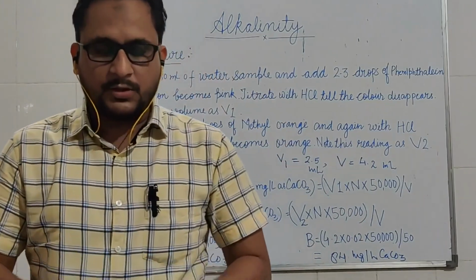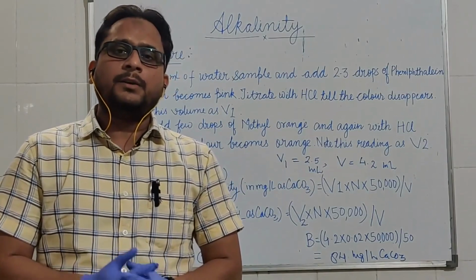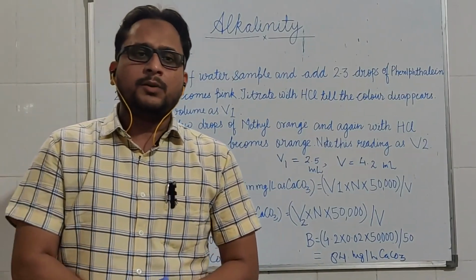So this is the total alkalinity and phenolphthalein alkalinity of a given sample, and total alkalinity is always greater than the phenolphthalein alkalinity. I hope you got the point.